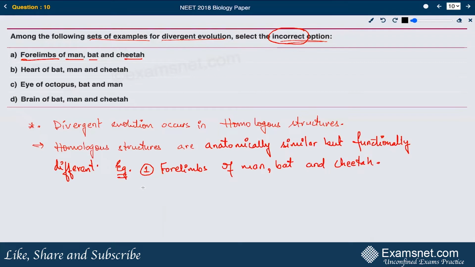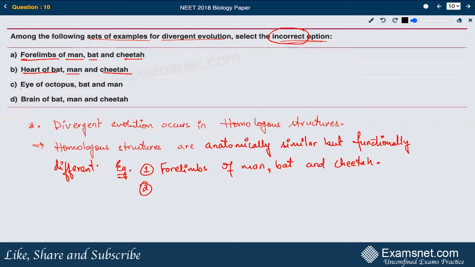All right. Then the second example will be, let us take a look. What is the next example that has been given? Heart of bat, man, and cheetah. Now, when you look into the heart of man, bat, and cheetah, definitely this is also a divergent evolution. That means the origin is the same. That means all three organisms' hearts are derived from the mesoderm germ layer. But functionally, they are considered to be different. All right. So that is the case.